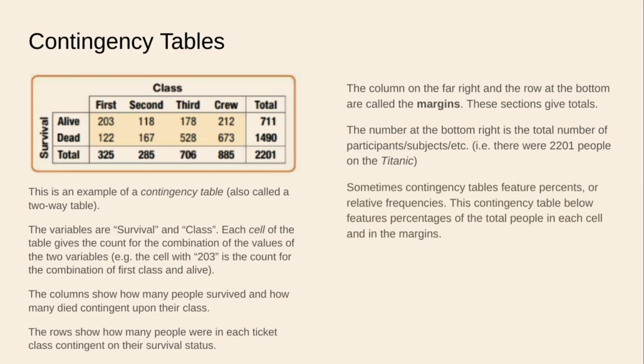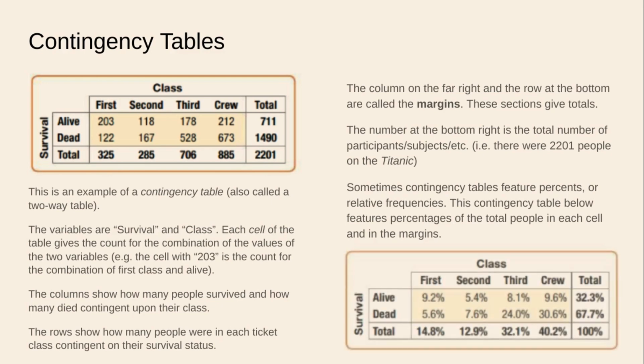Sometimes contingency tables feature percents or relative frequencies. This contingency table features the percent of total people in each cell and in the margins. So for example, what proportion of people were in second class and alive at the same time? Well, that's 5.4%. How many people compared to the total were in the crew? 40.2%. Right? So there you go. We can represent these data as percents or as raw data.